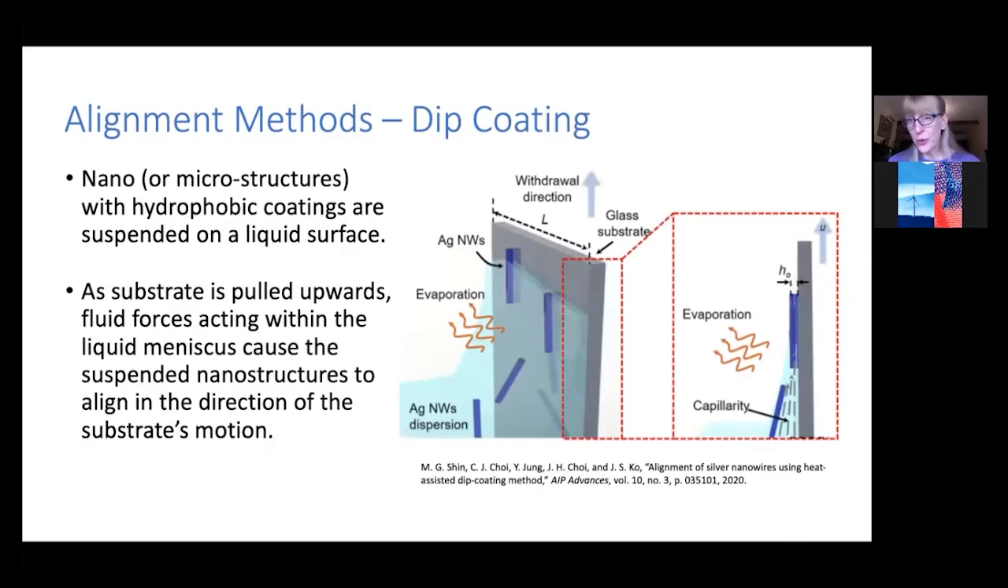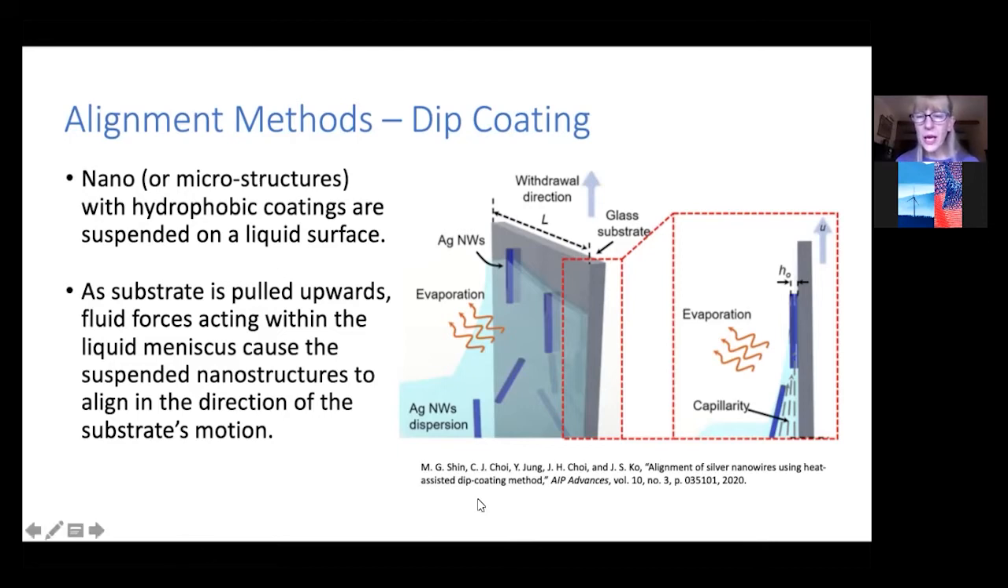Then there's dip coating. Dip coating involves a liquid, and the small scale structures get some sort of a hydrophobic coating so that they are suspended on the liquid surface. And then you take a substrate and you pull it upwards, and the forces in the liquid near the meniscus are going to generally tend to produce some degree of alignment if, again, the aspect ratio is sufficient, so that the alignment is in the direction of the pulling direction.